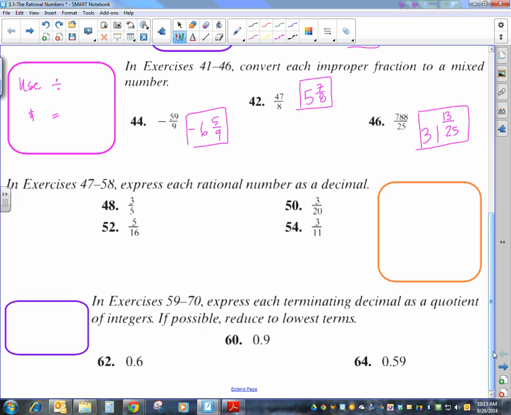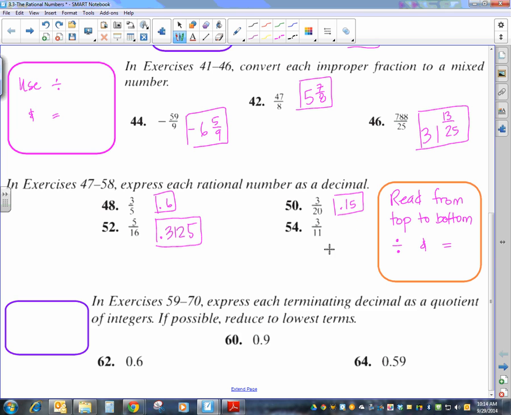Okay? Expressing each rational number as a decimal. So in these particular problems, when you put that in the calculator, one of the things that you want to remember is that you want to read your fraction from top to bottom, just like you would read a page of a book. Okay? So you're going to use the division key, 3 divided by 5, and the equals button. 3 divided by 5 is 0.6. 3 divided by 20 is 0.15. 5 divided by 16, okay, a longer one, 0.3125, do not round that when you're going from a rational to a decimal.